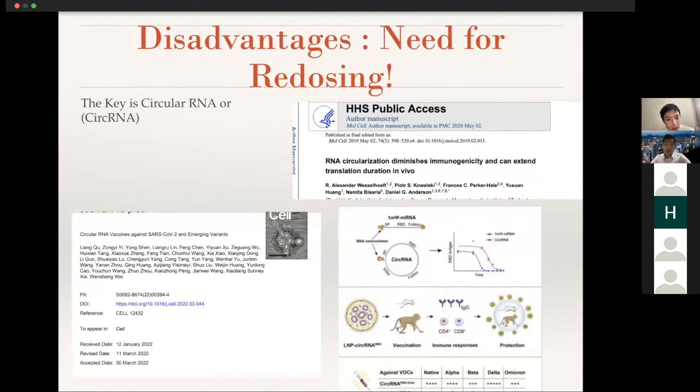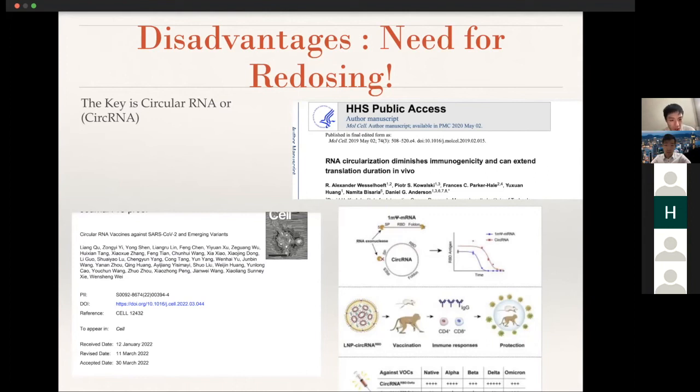At the same time, a disadvantage is that because its therapeutic effects are temporary, redosing is required. To begin with, in order to prolong the therapeutic dose of any RNA therapeutics, there is the idea of using circular RNA. A lot of the time, we have to constantly redose any RNA therapeutics.